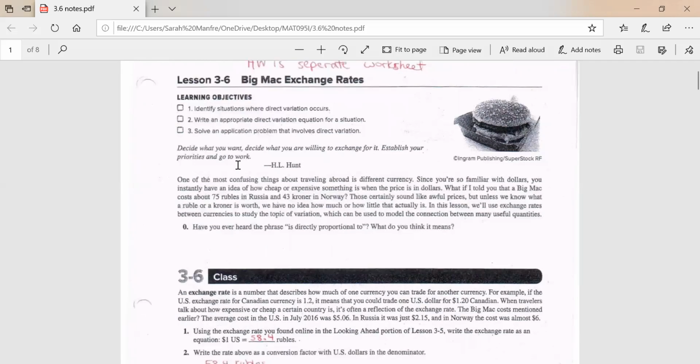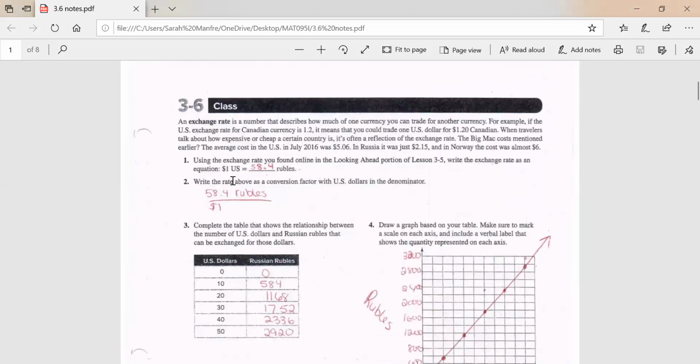Okay, so direct variation. So the first thing is, it says an exchange rate is a number that describes how much of one currency you can trade for another currency. So for example, the United States, right, our dollar is not equivalent to $1 Canadian. $1 US is equivalent to $1.20 of Canadian dollars. So when we travel into different countries, that's why you have to make exchange rates.